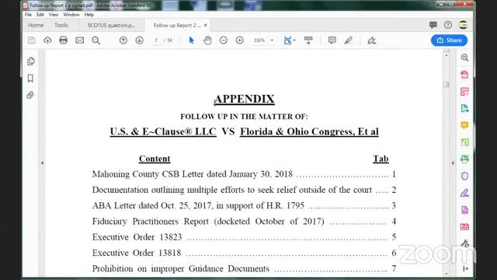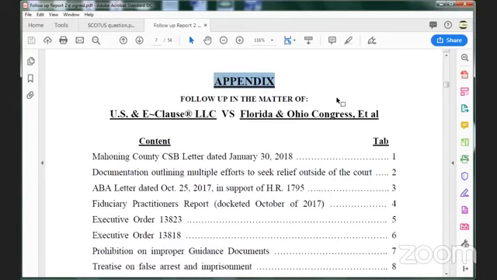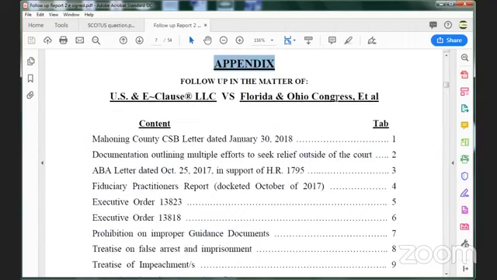So, okay, let's go into the best way to create an appendix. I've discussed this on the show more than once, but I've never actually really covered it.